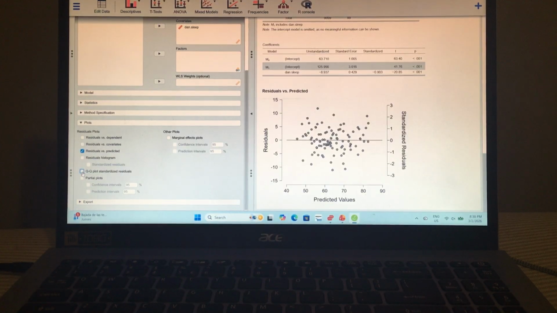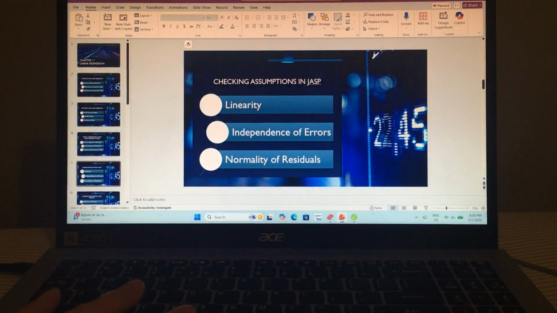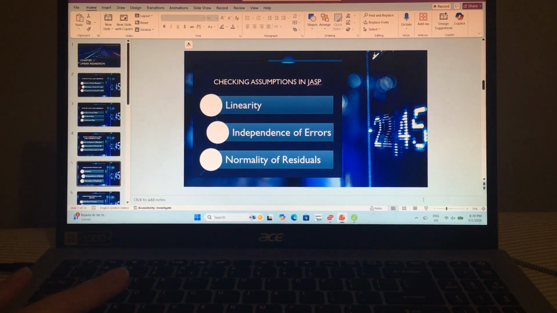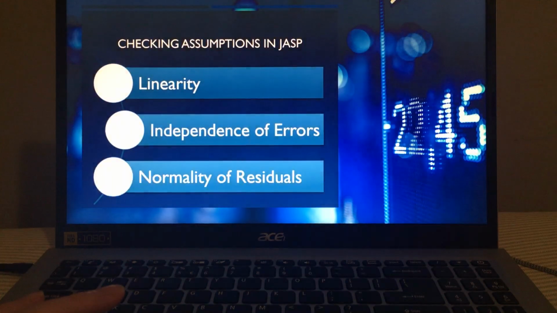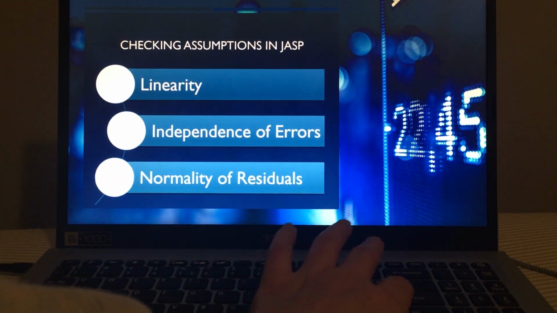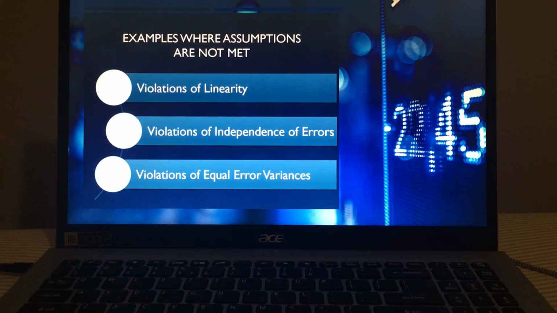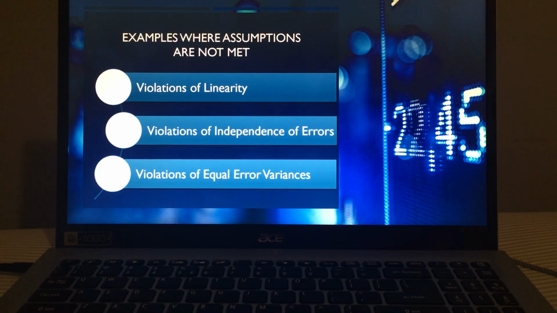All right, so now we're at the bottom of page 11, in section 11.4.2. What happens if your assumptions are not met? So we did LINE, but what happens if we have violations of LINE? Let's see.